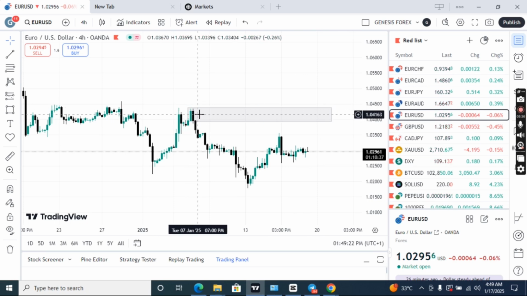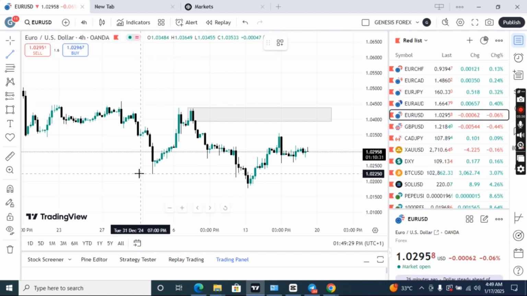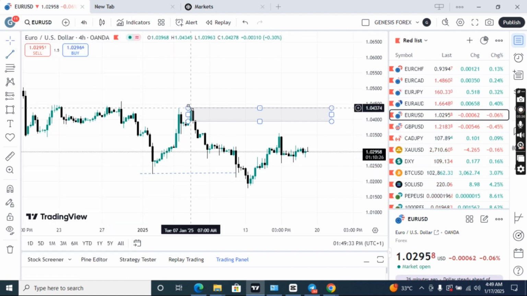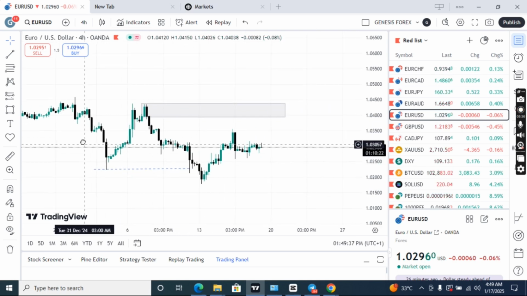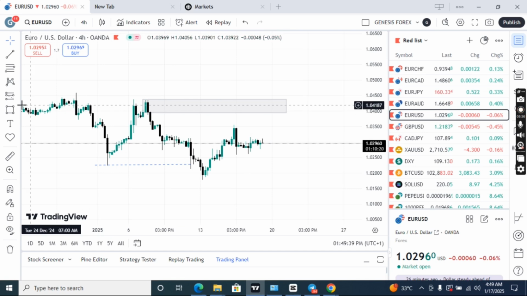Now, why is this zone valid, or why is this order block valid? It broke this particular structure here. So your order block must have a break of structure before we can call it a valid order block. This particular order block came down to break this structure, this particular low, right? So that's how we call this place a valid order block.